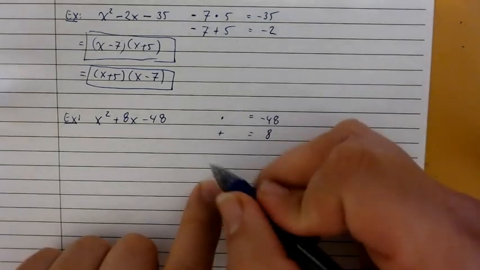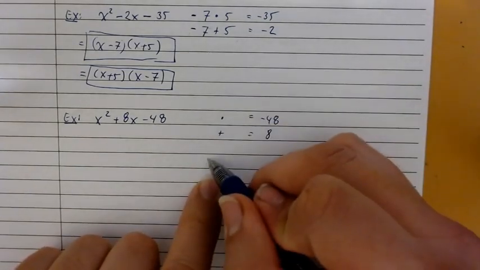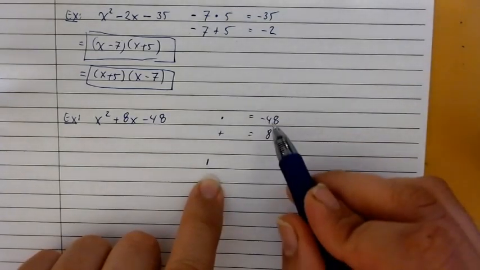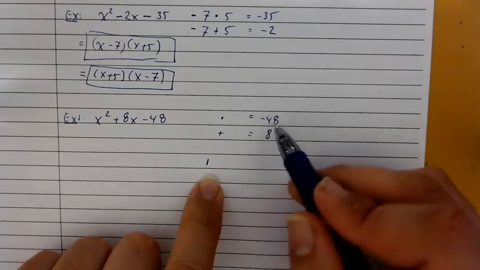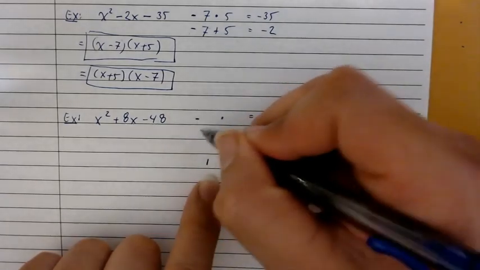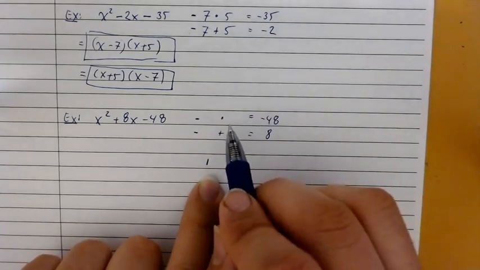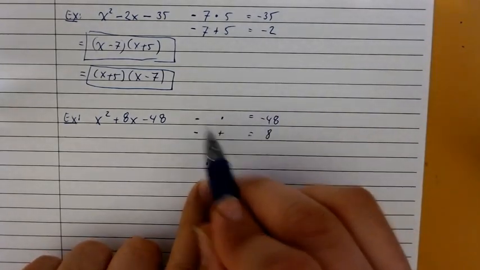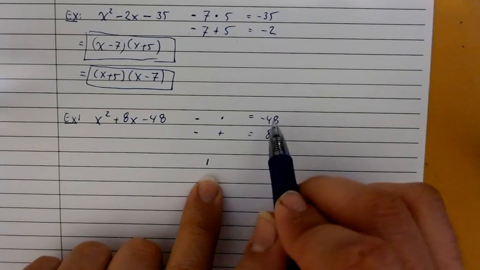Okay, so let's give this a try. What do I need to multiply to give me negative 48? Well, I know I need one of these to be a negative and the other one to be a positive. So first let's worry about that sign, right? A negative and a positive will multiply to give me a negative.